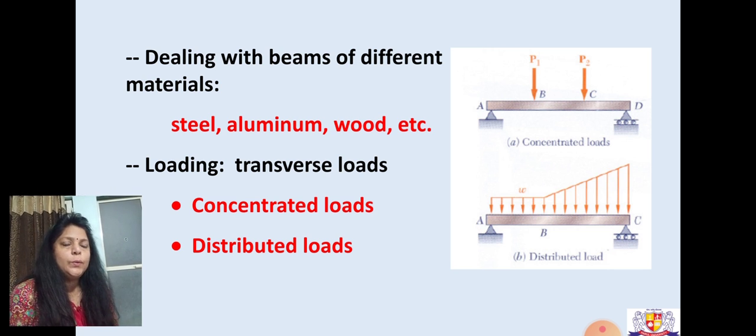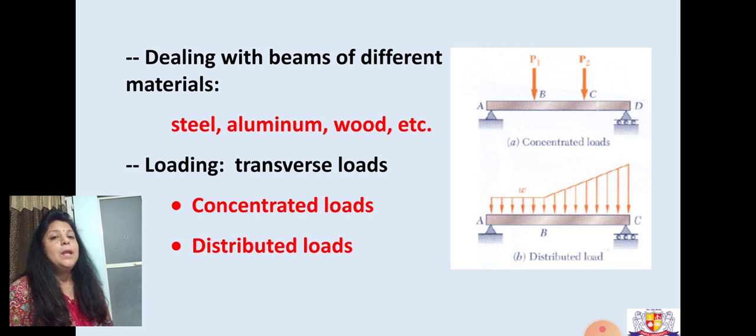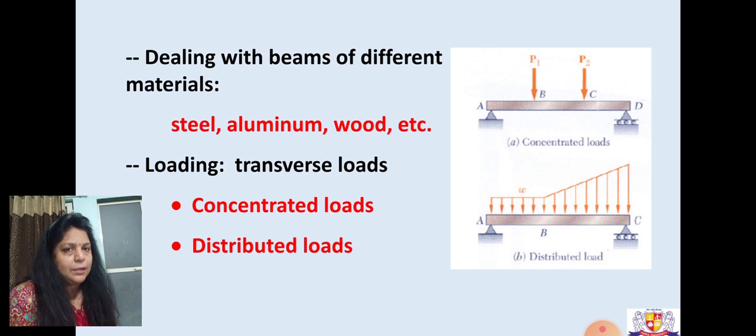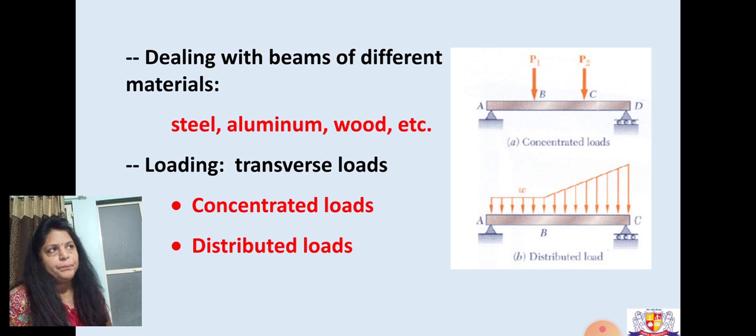So as I told you, if it is a steel structure, then the beam is made up of steel or aluminium. If it is a wooden structure, it is made up of wood. If it is concrete, then it may be precast concrete, or it may be an RCC structure. Okay, so these are the various materials of beam.